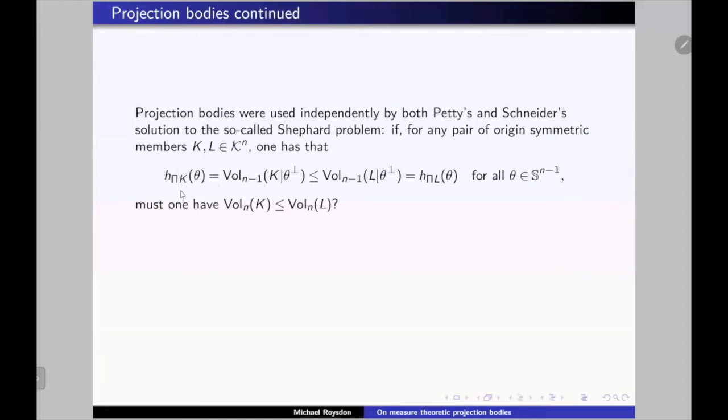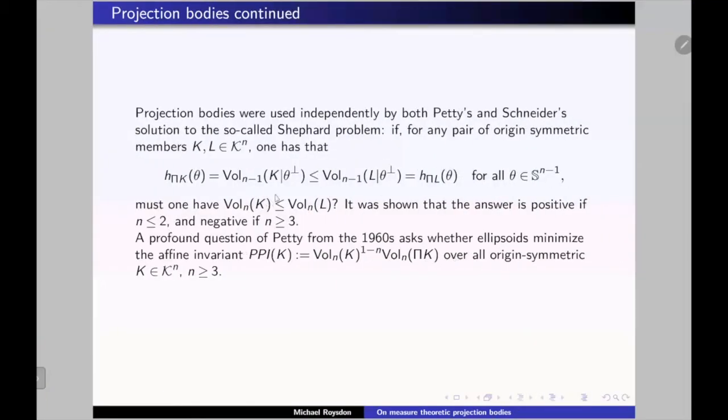In other words, if the support function of the projection body of K in the direction theta is always smaller than the support function of the projection body of L in the direction theta, must the volume of K be smaller than the volume of L? And the answer is yes if the dimension is smaller than or equal to 2, and no if the dimension is bigger than or equal to 3. It's true in dimension 2 because every origin symmetric convex body in dimension 2 is in fact a projection body. And it's negative in dimension 3 and above. Petty and Schneider demonstrated counterexamples to this. And in fact, it was proven that the conclusion is always true when the smaller body is a projection body, which is nice. So there is an affirmative for a certain class of convex bodies.